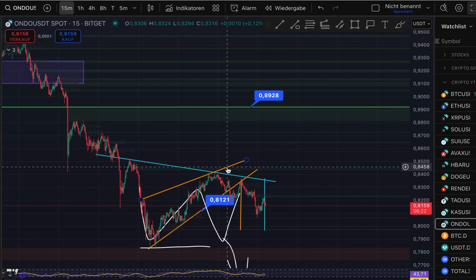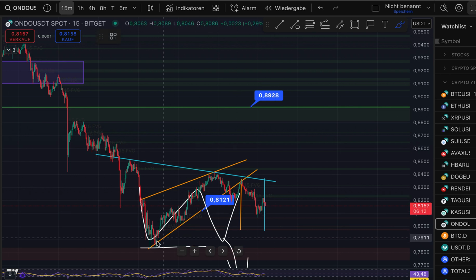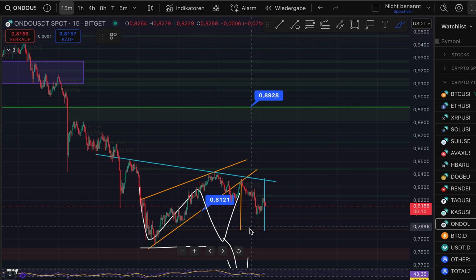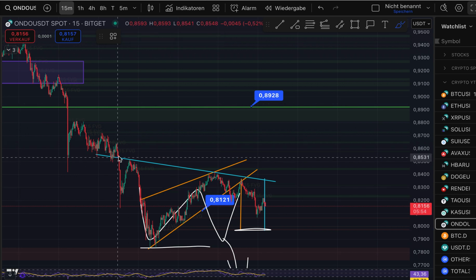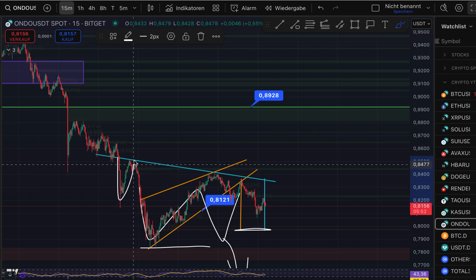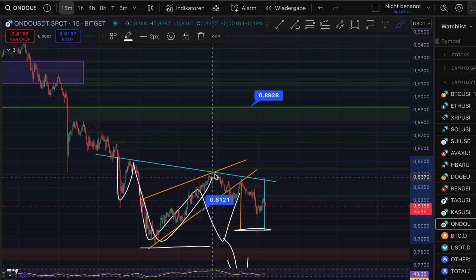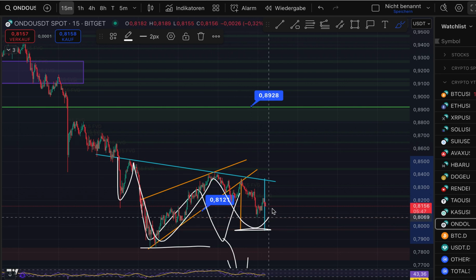So what about ONDO? I think ONDO has still some downside potential, but we have to see how it's going to form, because the target of that rising wedge in orange is going to be the 79.8 cents. What I also like to do is, since I think that we might have an inverted head and shoulders formation, left shoulder, head, and here the right shoulder.